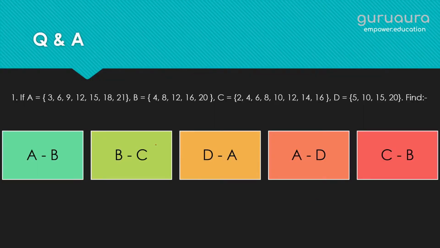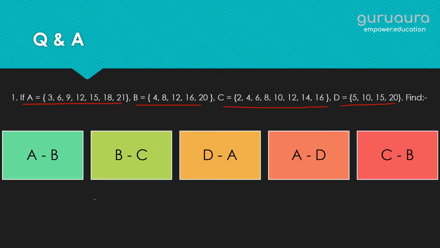So let's see our first question, which is: if set A contains the elements 3, 6, 9, 12, 15, 18 and 21, set B contains the elements 4, 8, 12, 16 and 20, set C contains the elements 2, 4, 6, 8, 10, 12, 14 and 16, and set D contains the elements 5, 10, 15, 20.